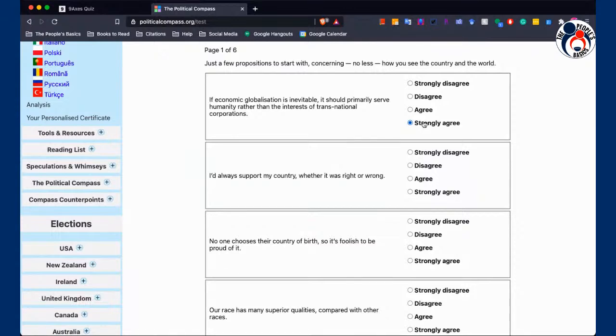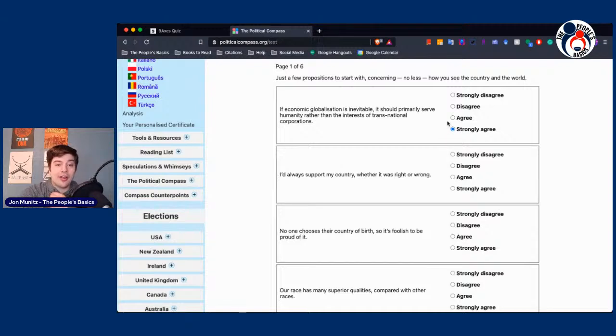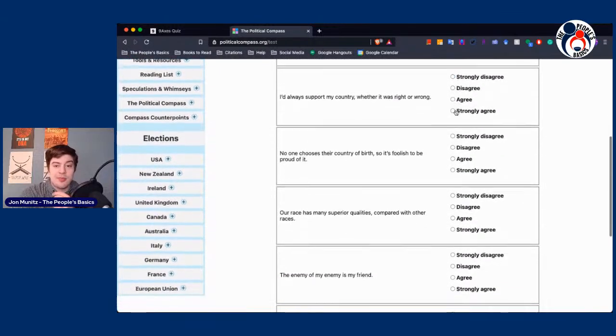At the end of the day, corporations don't need food to survive. Corporations don't need healthcare to survive. What corporations need to survive, frankly, is people. So I think this one to me is fairly obvious why we're going to go with strongly agree that it should primarily serve humanity rather than the interests of transnational corporations.